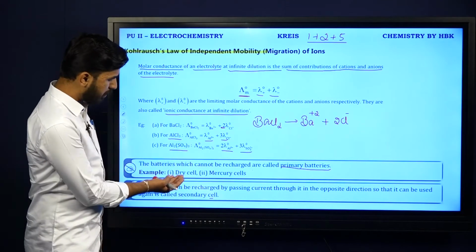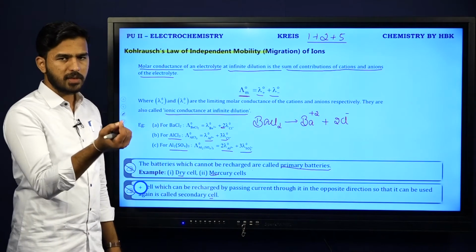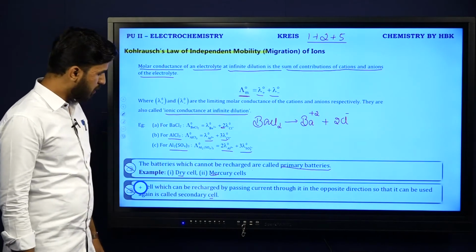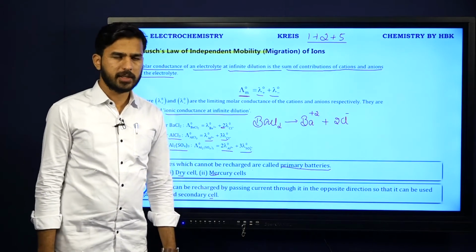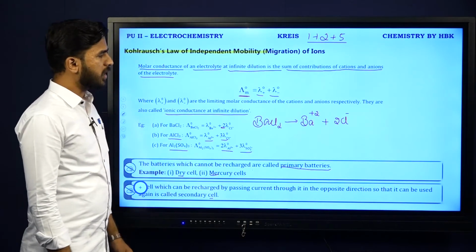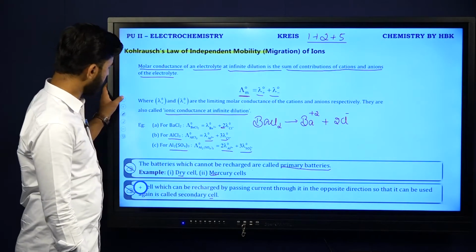Examples for primary battery: dry cell, mercury cell. These are small cells used in watches and clocks. For secondary cell, you can give the example of nickel cadmium battery. Motor vehicle batteries are also examples of secondary batteries.